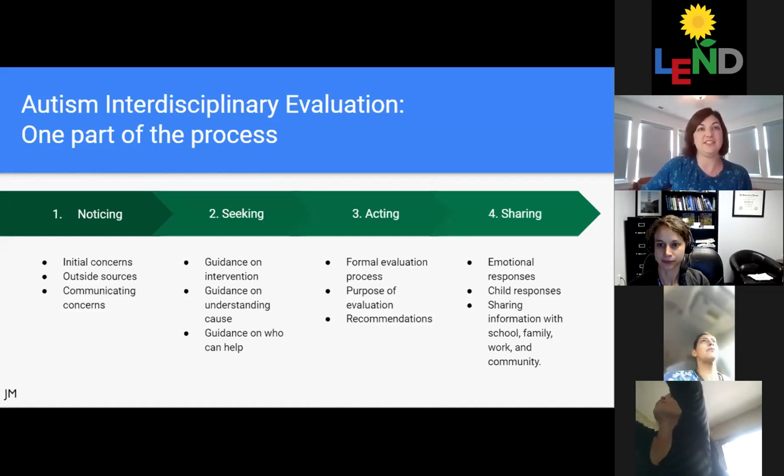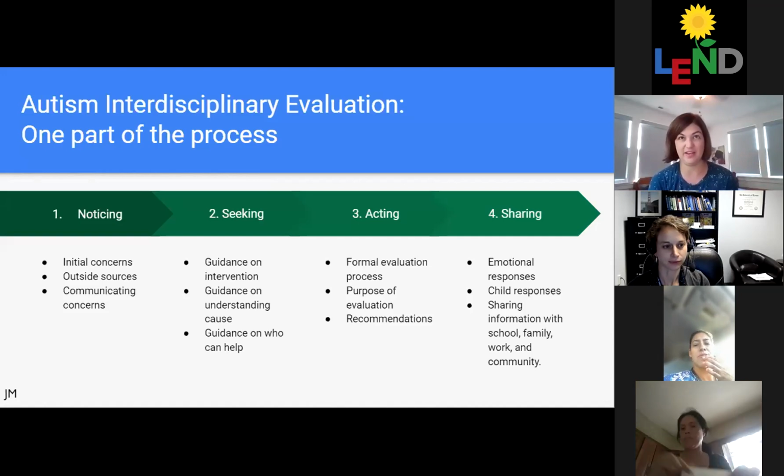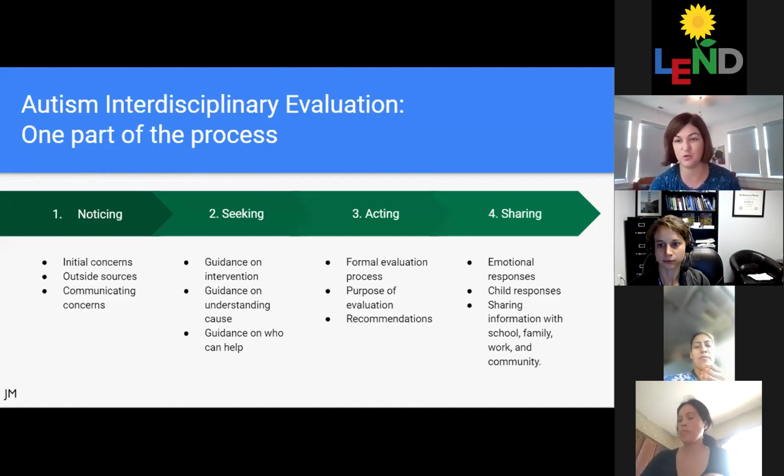So we put this in a little graphic. It's simplified because it's a straight line process, which we know human nature is not straight line, and development is not always in a straight line either. But we propose it as a way of simplifying and organizing tonight's discussions about what is an autism interdisciplinary evaluation.